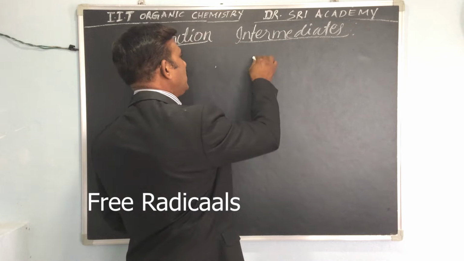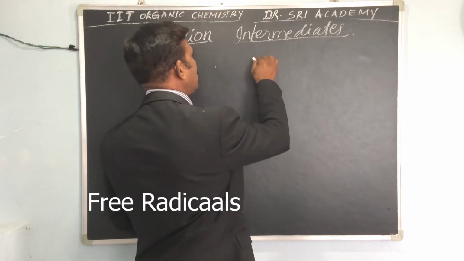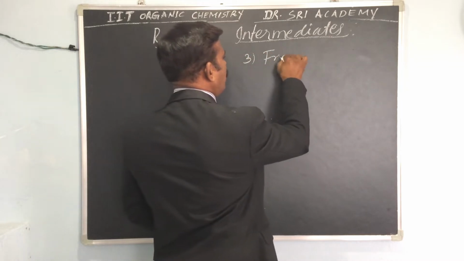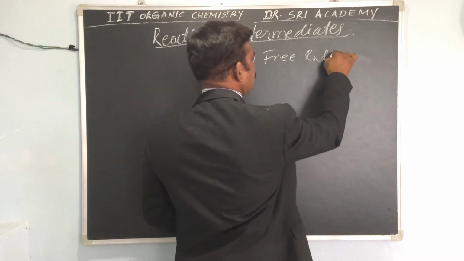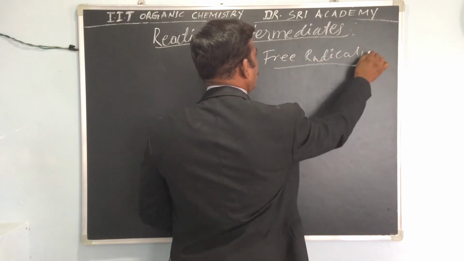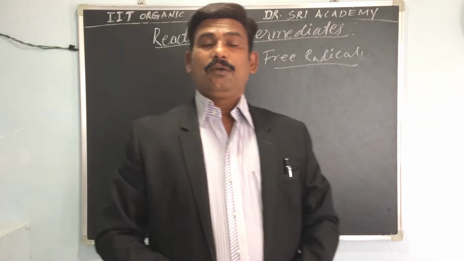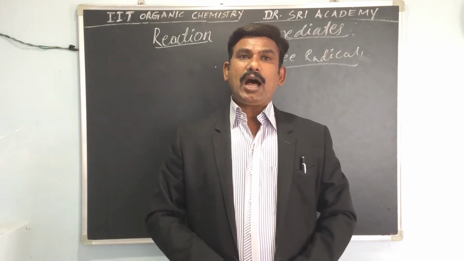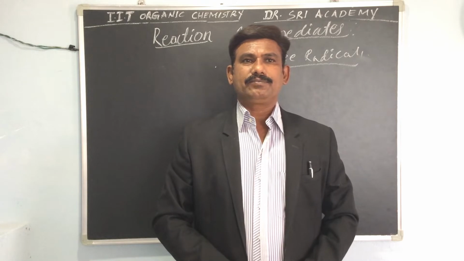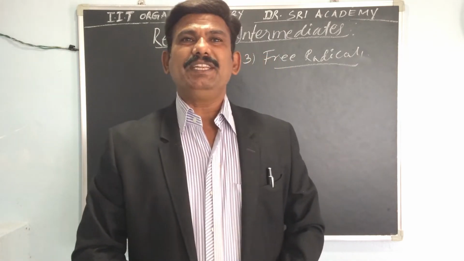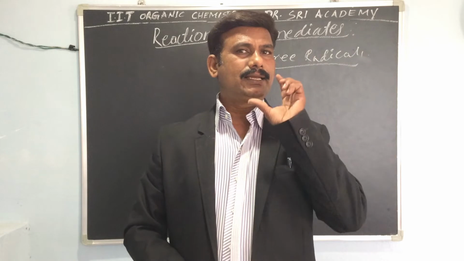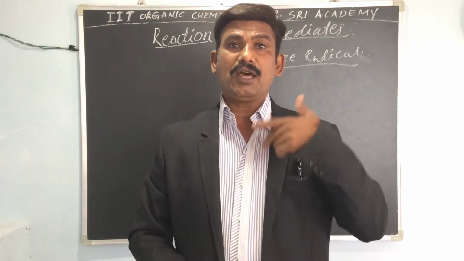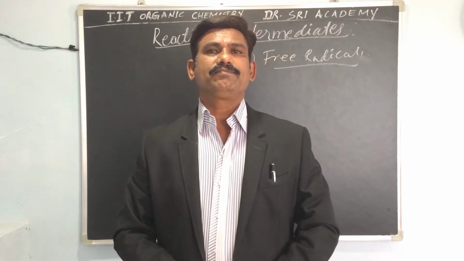First of all, already in the introduction chapter we discussed the free radicals. This is the third one, free radicals. Few free radicals we have discussed earlier. So how can you define this one? A free radical may be defined as species that contain one or more unpaired electrons.